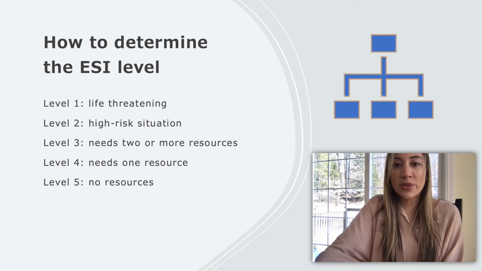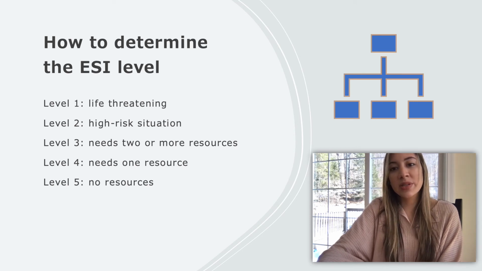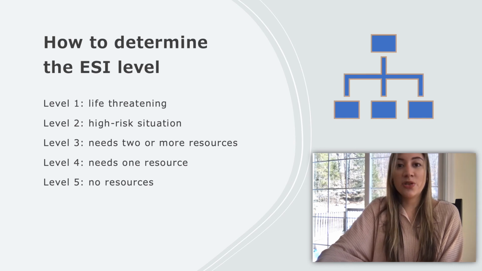Level 2 is also very critical. They're high-risk situations. They're also the most under-triaged as well. And these would be your septic patients, DKA, strokes, syncopes, altered mental status, suicidal patients, and any patient in severe distress as well.